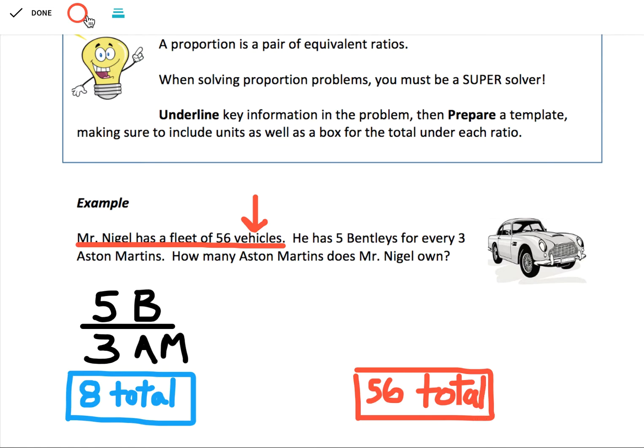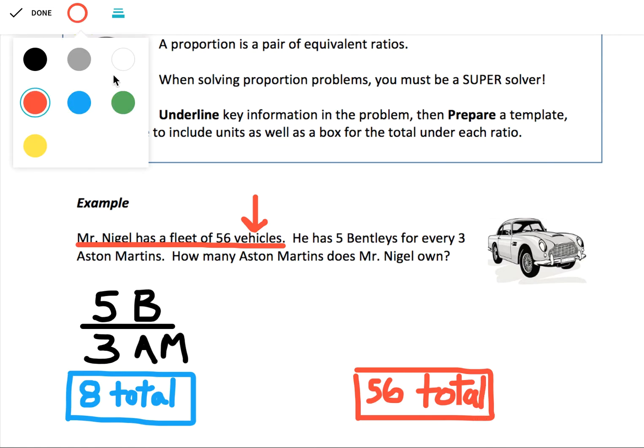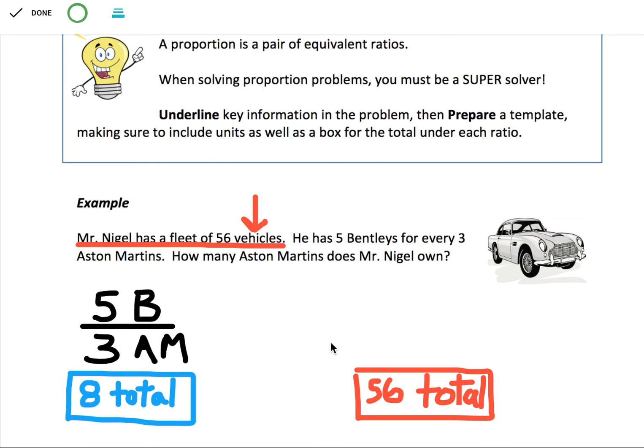Now once you set it up, you're going to look for the multiplier, or the scale factor. So we have 8 and 56 as corresponding pieces. Now all we have to do is think 8 times what is 56? And that is 7. So that is our multiplier.